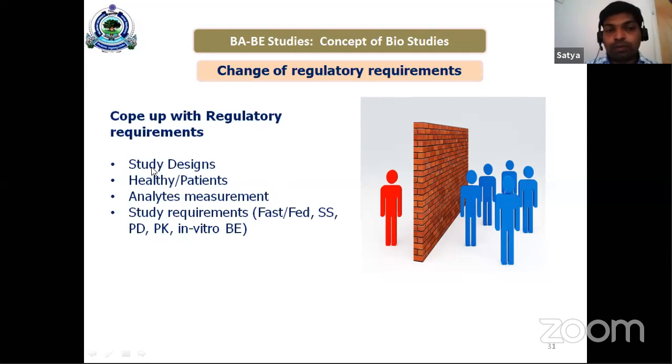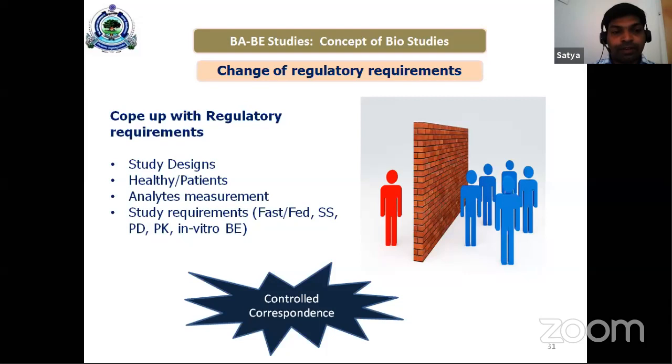Sometimes literature is not available at the time of designing. For all these challenges, you have to cope with the regulatory, like whether to conduct the study in healthy subjects or patients, and what to do if literature is not much available. There may be conflict on these aspects. So the best solution for this is control correspondence with the agency to get clarification: what parameters you have to measure, whether healthy or patient. You can always seek help from the agency. They are always ready to encourage through control correspondence.